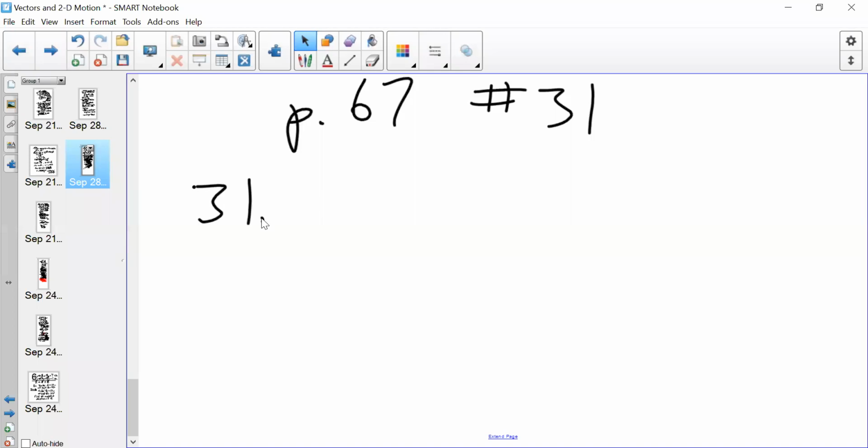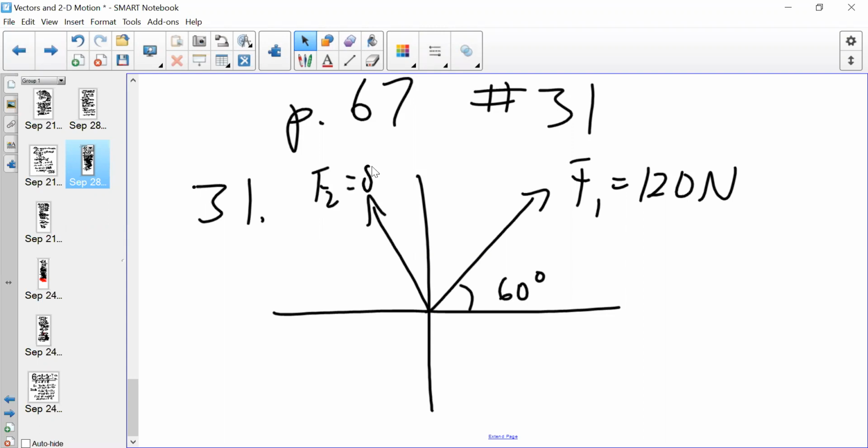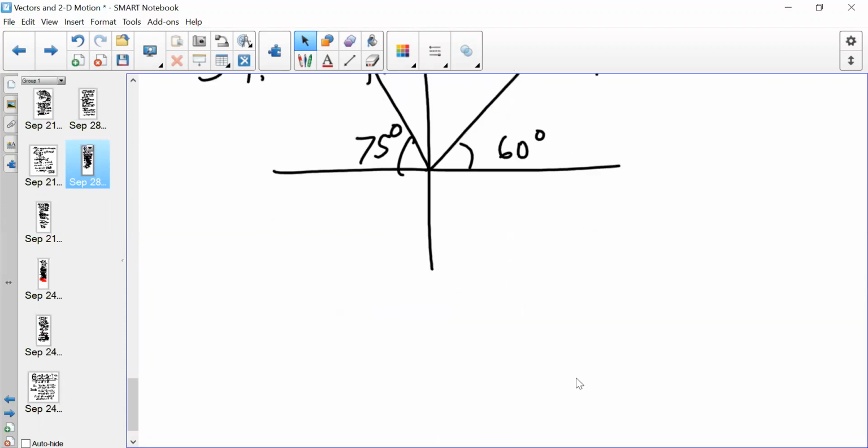Okay, so number 31. We have a force, somebody's pulling at this angle. Force measured in newtons, 120 newtons at 60 degrees from the x-axis. The other guy is at 80. So we could break it apart. F1 is equal to F1x plus F1y. F2 is F2x in the negative direction and F2y, so we start to get the x's and y's together separately.